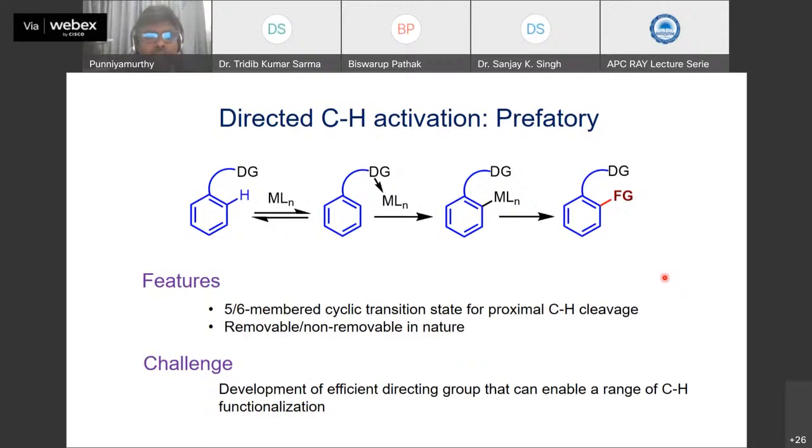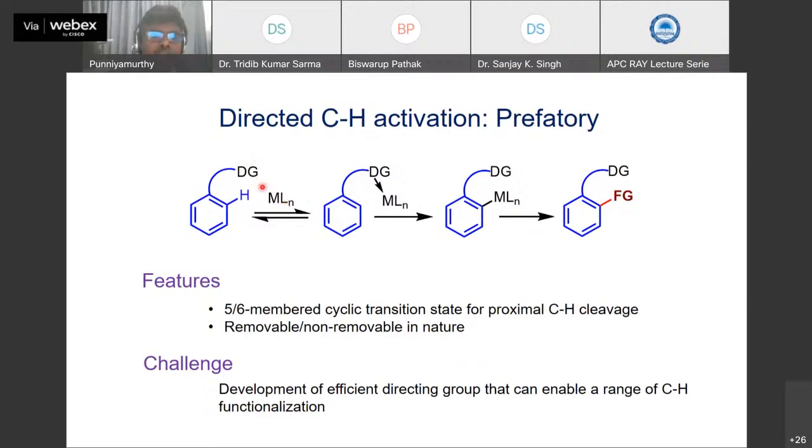When you look at directing group assisted CH functionalization, the directing group makes chelation with your metal, activating the CH bond through cyclometallation. It can be a 5 or 6 membered cyclic transition state. This way you are able to make the carbon metal bond. Once you make the carbon metal bond, you can try to introduce a functional group. The functional group can be permanent or it can be removable, and both are widely utilized for the directed CH functionalization. Here the challenge is we have to develop an effective directing group.